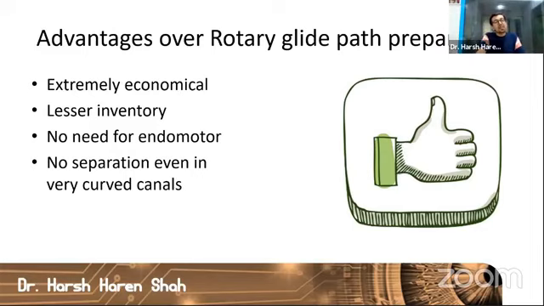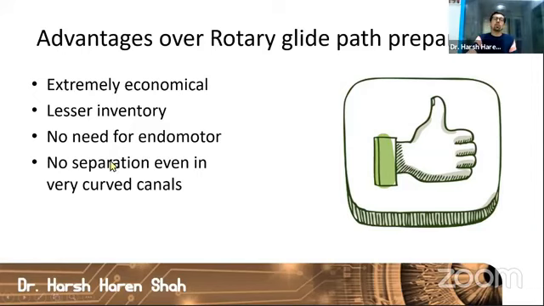The primary advantage is that it becomes very economical because you don't need any extra inventory of that rotary glide path file in your practice. You do not necessarily require an endomotor. Like I told you, it can fit on a micromotor as well. So if you don't have an endomotor, if you're not even using rotary instruments, you can perform entire instrumentation of root canals using this K400 handpiece.